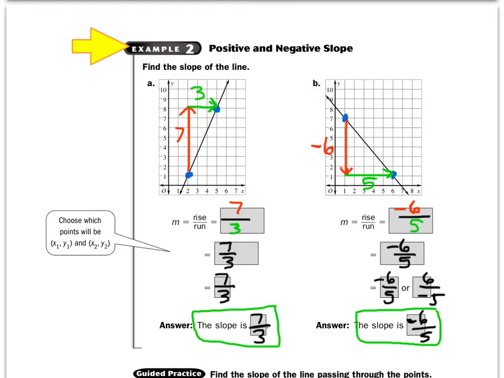Now the same thing is, remember, we have to read a line from left to right. So start somewhere here and notice how it's going down, down, down. So when a line is going down, down, down, I expect my answer to be negative because it's going down. So let me start at this point.